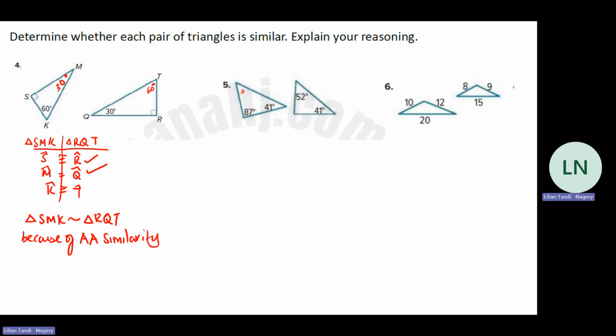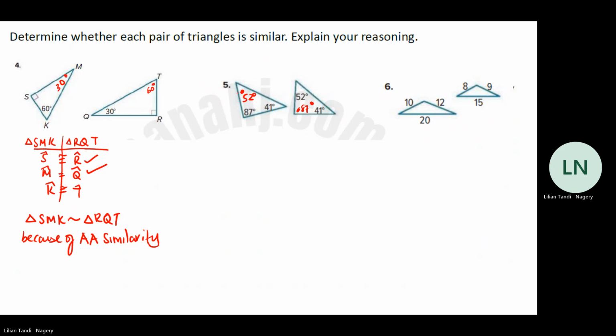Okay, I don't know this, so I need to find them. So what will I do? I will do 180 minus 87 minus 41. That gives me 52 degrees. So then I will do 180 minus 52 minus 41, which gives me 87 degrees.